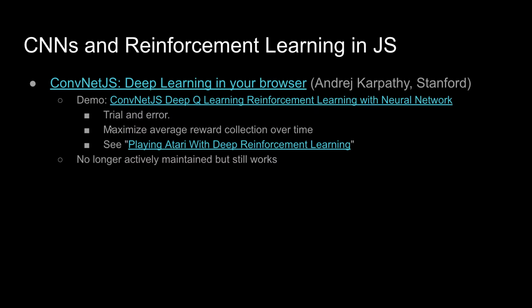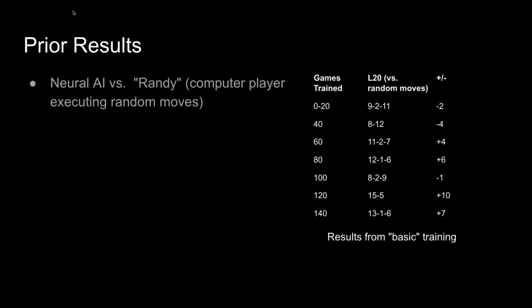And of course, we know what reinforcement learning is. There's a trial and error process, and you try to maximize your average reward collection. If you're interested in this topic, you may want to look at this paper, the Atari paper, which was published like 2014 or something. This library, ConvNet, is no longer actively maintained, but it still works.